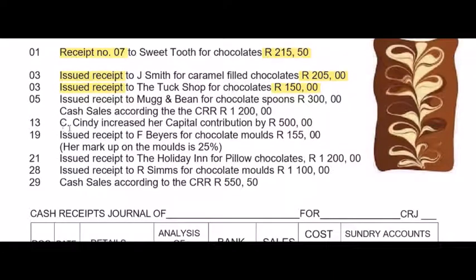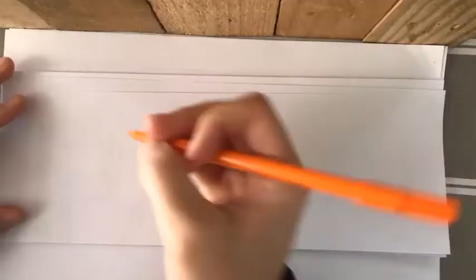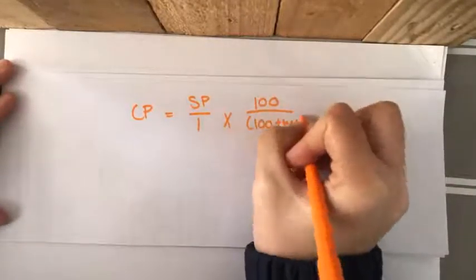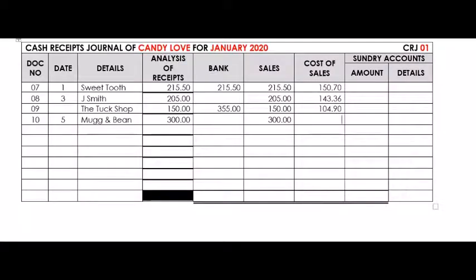The next transaction was on the 5th. We issued a receipt to Mug and Bean for chocolate spoons, 300 Rand. Once again, there's another transaction on the 5th, so it will look like this. Receipt number 10 on the 5th. Customer is Mug and Bean. We received 300 Rand from them, but it's not the last transaction for the day, so skip bank, write the value in sales, and calculate cost of sales. And write your answer in the cost of sales column.